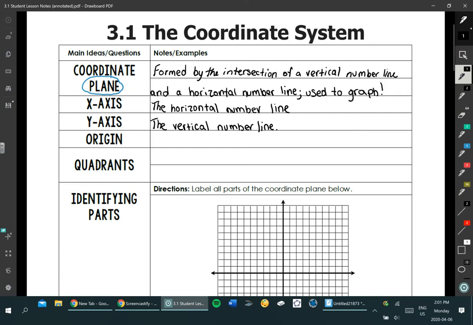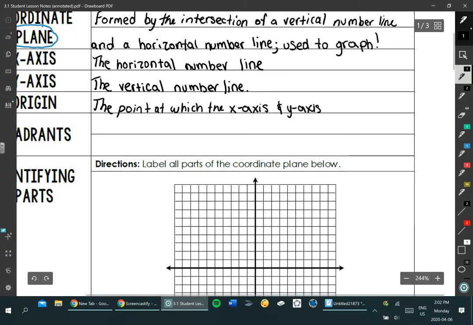Origin is the point at which the x-axis and the y-axis meet. Okay. So the point at which the x-axis and y-axis intersect. Intersect or meet.